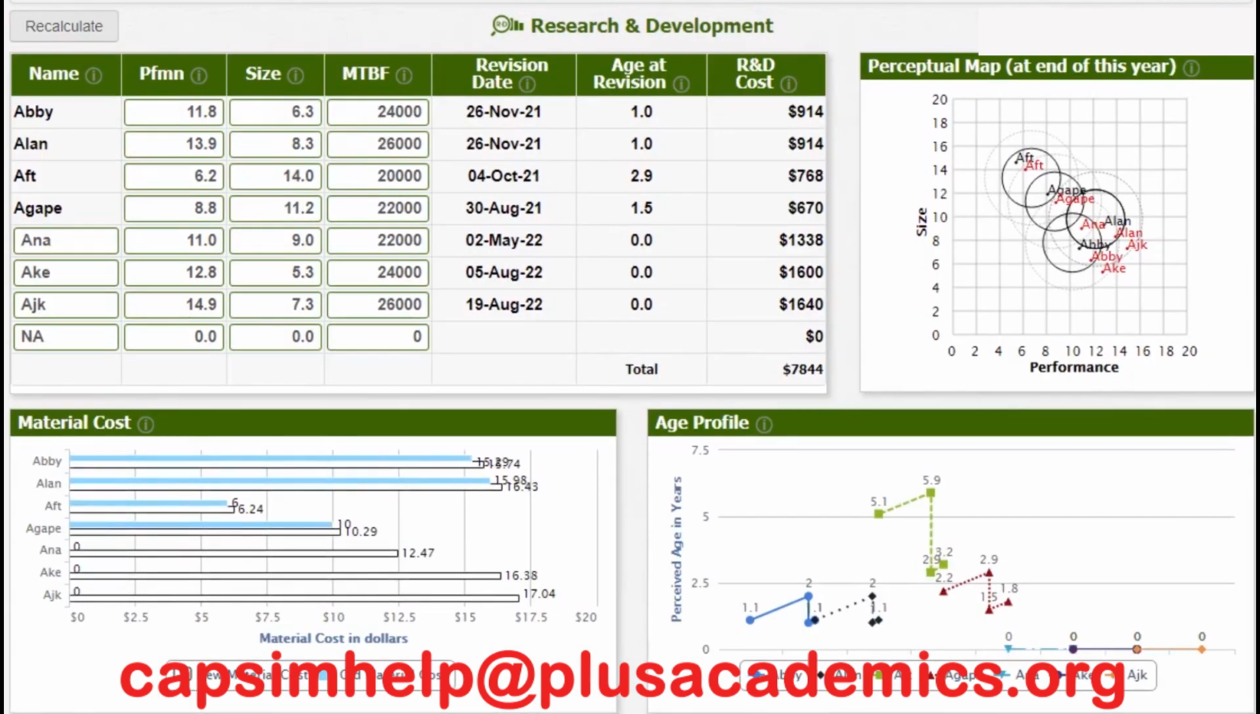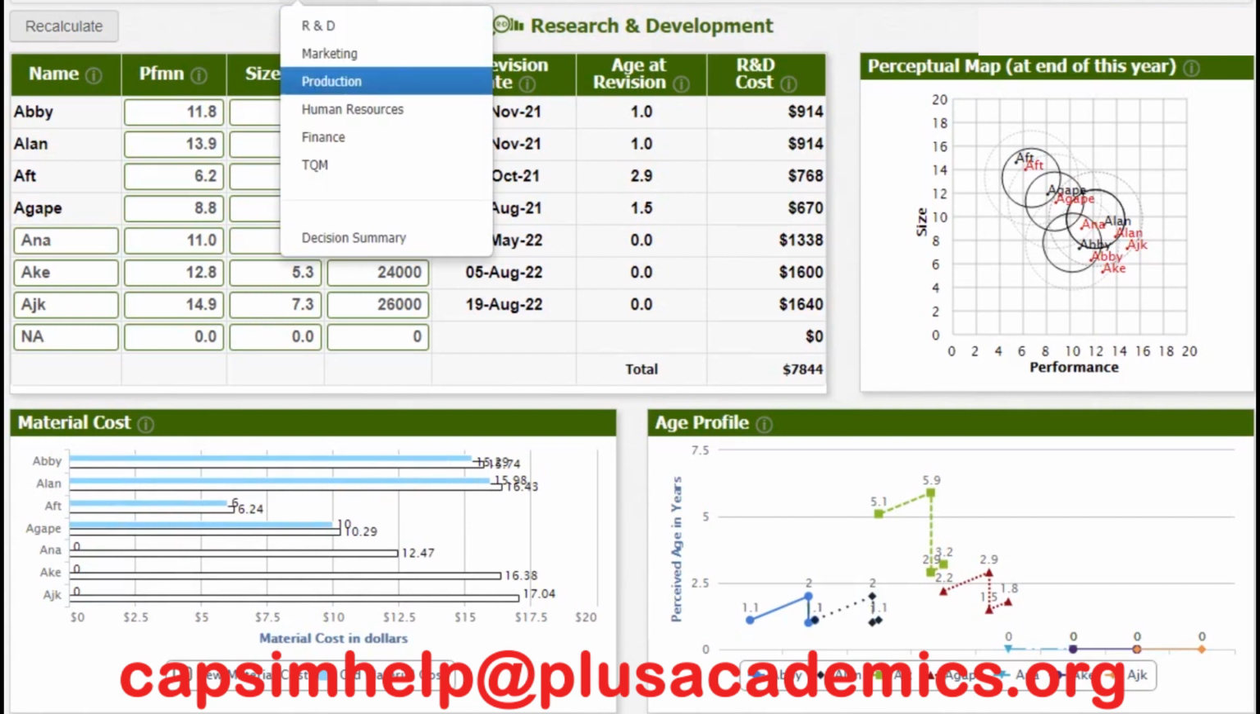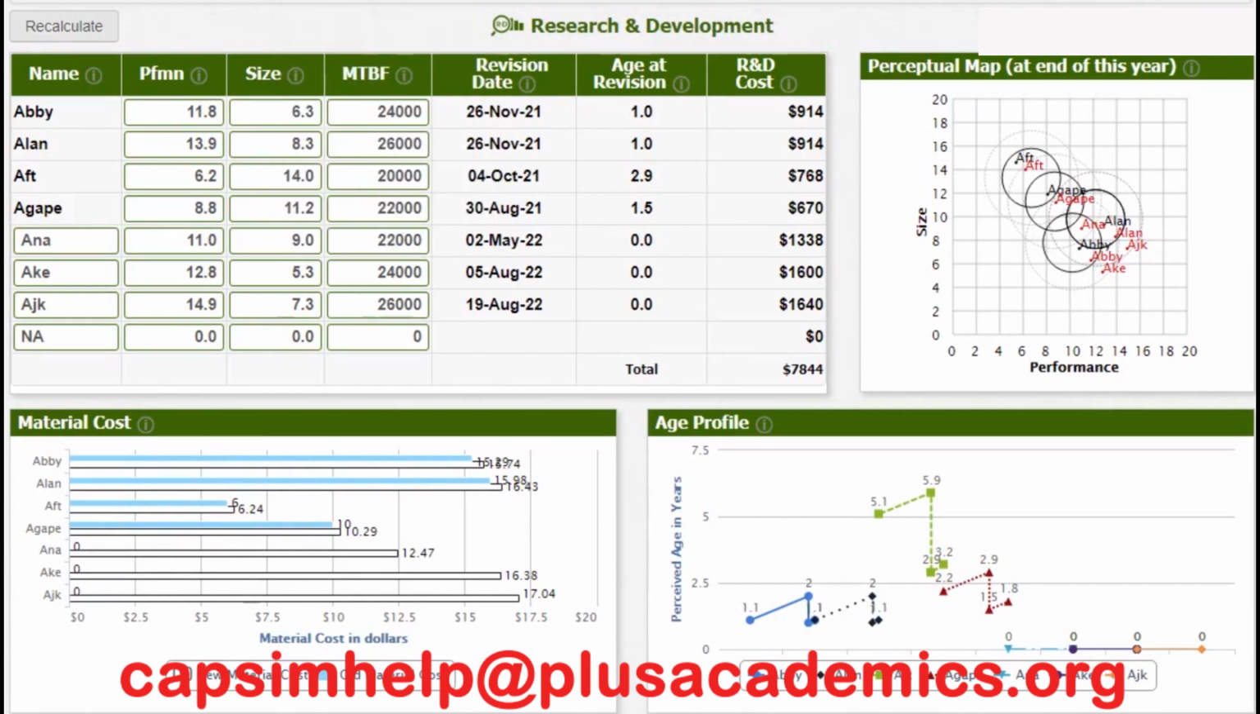I think with this decision we are going to stand out when it comes to research and development, and we are likely to end up with the highest point.